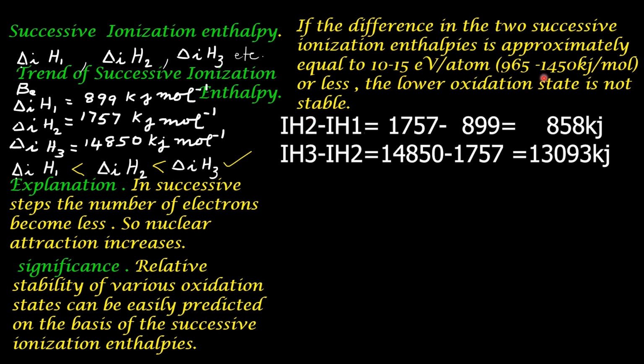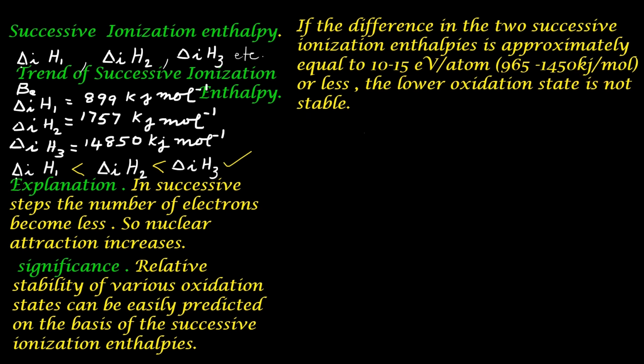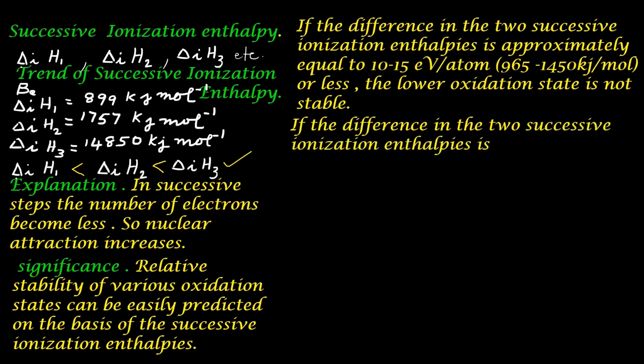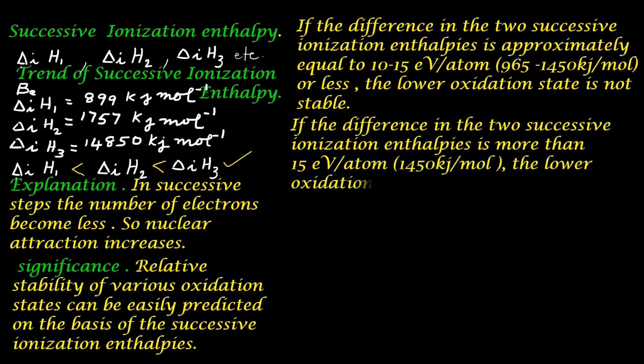The lower oxidation state in this pair is +2 oxidation state. If the difference in the ionization enthalpy is more than the higher limit, that is 15 electron volts, then the lower oxidation state, namely +2 oxidation state, is more stable. We will note down that point. If the difference in the two successive ionization enthalpies is more than 15 electron volt per atom or 1450 kilojoules per mole, the lower oxidation state is stable.